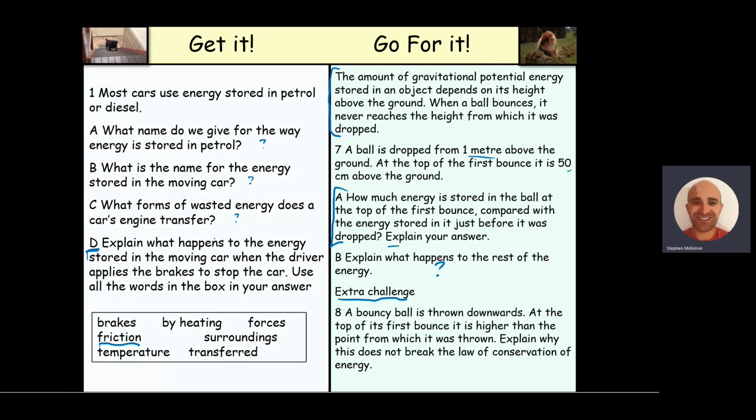You can pause that. Let's say about 10-15 minutes. And if everyone's done, then they can have a look at the knowledge organizer, or they can move on to the go for it. So if you finish the get it, you could try the go for it. And if you've done all the go for it, then have a look at the writing task there. All right, pause, please.